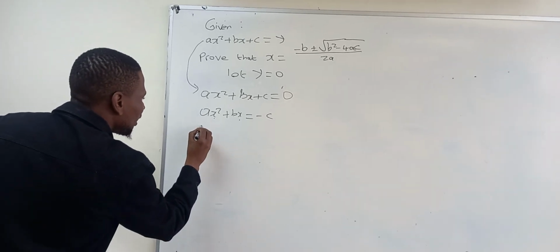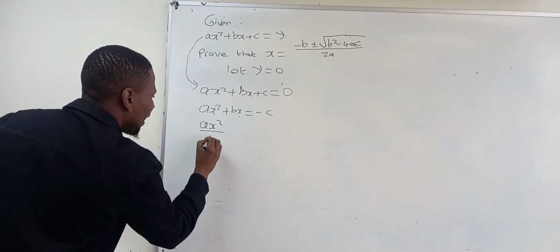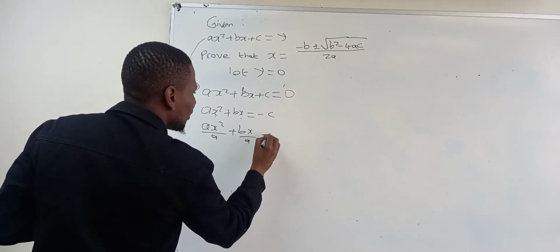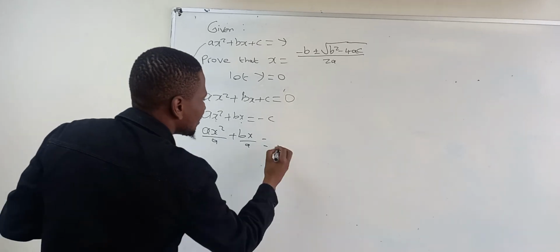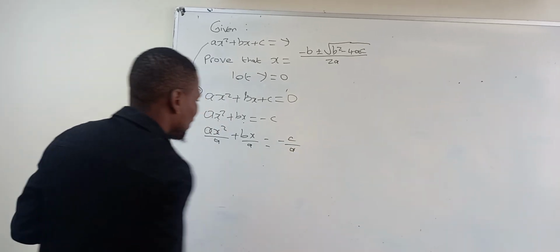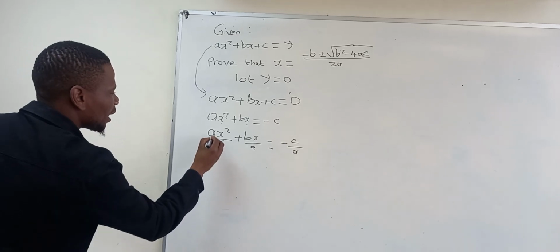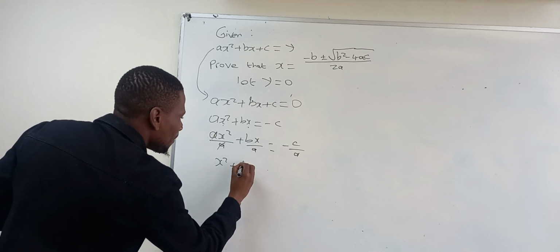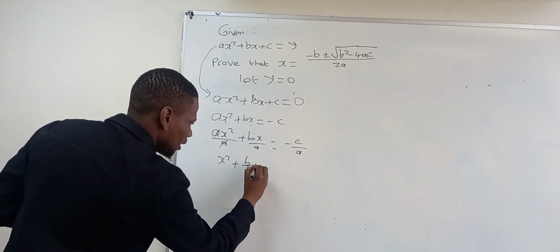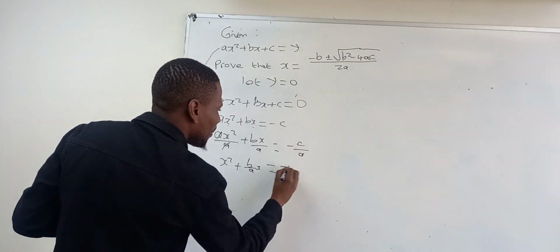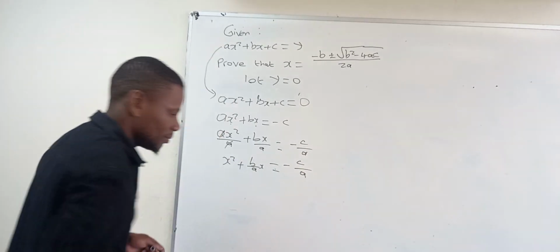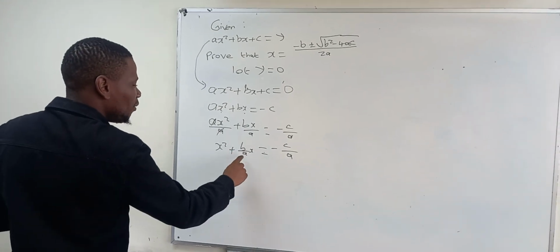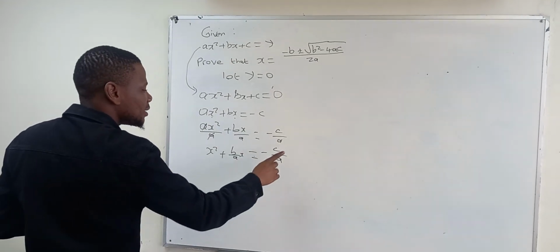We divide ax squared by a, bx we divide by a. We do the same thing on the right hand side. It's minus c over a. So this will cancel out with this one. We'll be left with x squared plus b over a into x, which is equal to minus c over a. Now, from now on, we have x squared plus b over a x, which is equal to minus c over a.